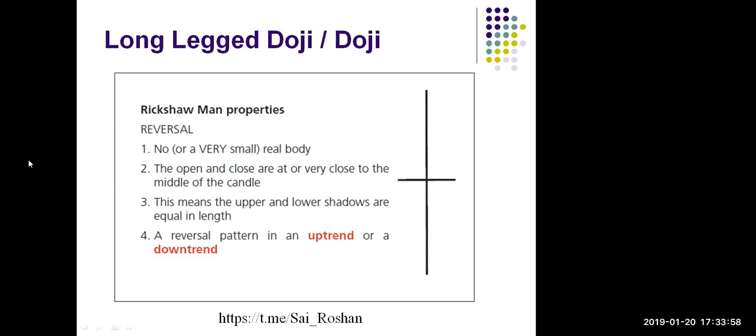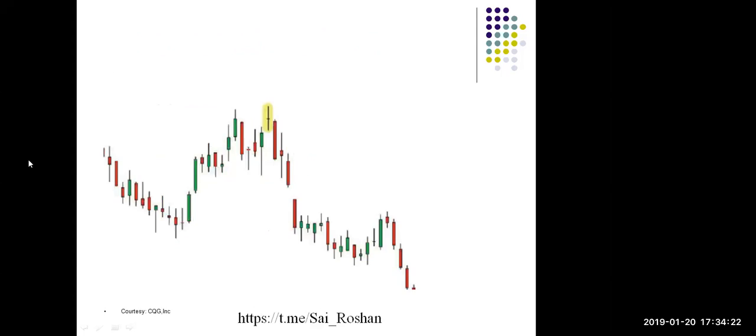If you find this doji at the end of an uptrending market, it indicates the start of a bearish move. And if you find the same doji at the end of a downtrending market, it signals a bullish reversal. It's the same candle, so depending on whether you find it in an uptrending or a downtrending market, it signals bearish or bullish. As you can see here, it's a bullish market. You can see a long leg doji there, and you could see the bears taking over from there.